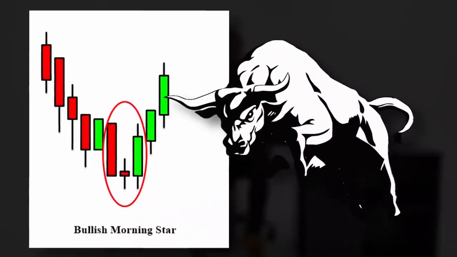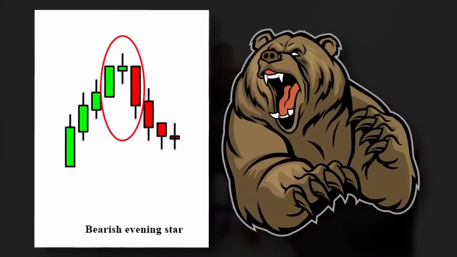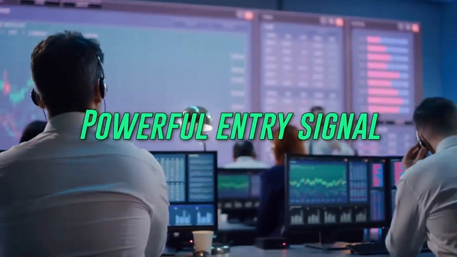And this pattern is usually combined with our next one, which is a morning star or evening star. Morning star is formed when it is going to go bullish, and evening star is formed when it is going to go bearish. When the doji and the morning star are combined, it is one of the most powerful entry signals you can get in the market. Same thing for the evening star.